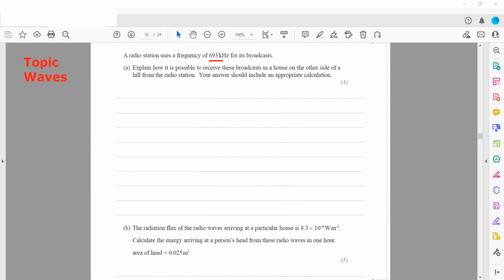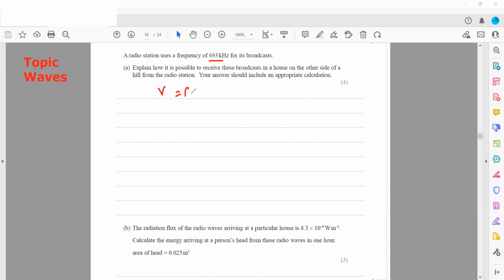When we use a frequency like 693 kilohertz, we can work out the wavelength first to understand what it will be, because the longer the wavelength, the greater the diffraction. If the wavelength is longer, it will diffract more than a shorter wavelength. So the radio waves are there. First we'll work out the appropriate calculation.